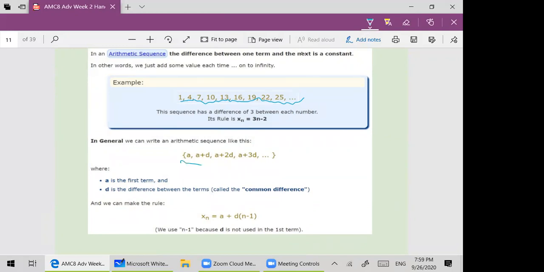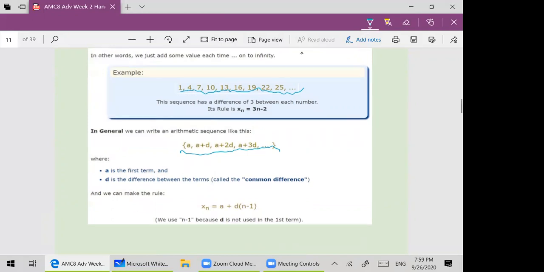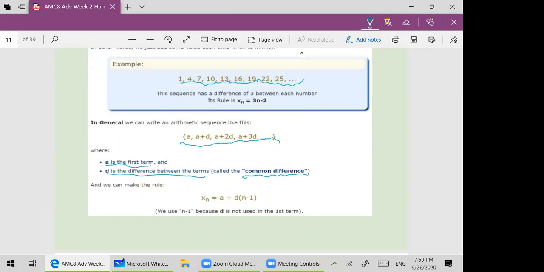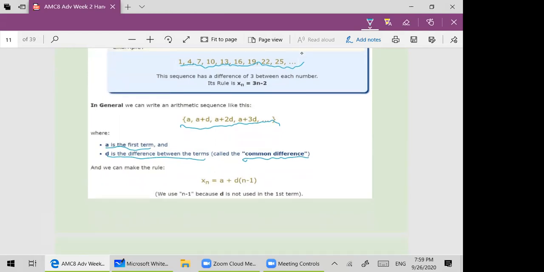This is what a general arithmetic sequence looks like. It holds true for any a and d. If a is the first term, and d is the difference between each consecutive term, also called the common difference, we also have the rule x_n equals a plus d times (n minus 1). And we use n minus 1 because d is not used in the first term.